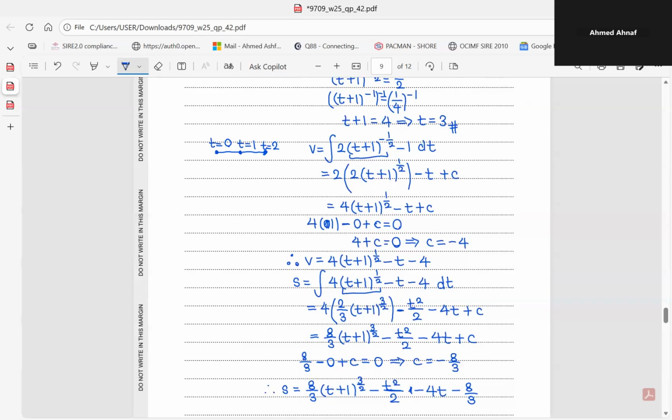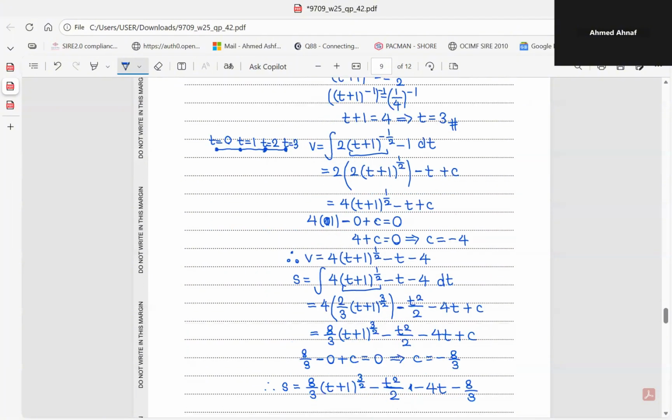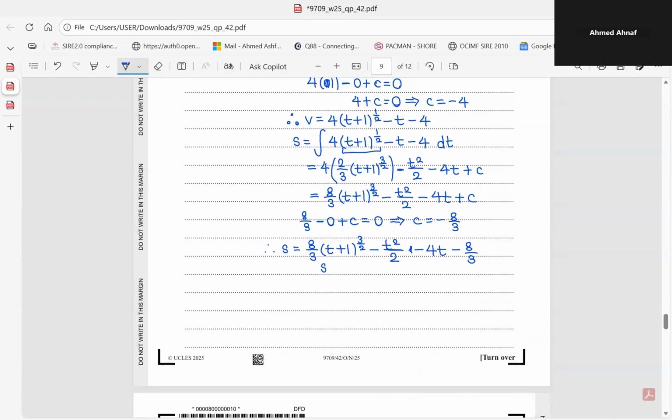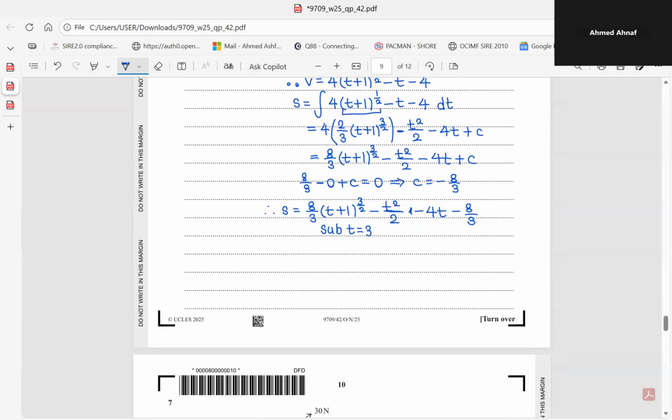The reason we're doing this is to see whether the particle turns back or not. For this one you get 2.17, so it still continues to go forward. So this is the trajectory from t equals 0 all the way to t equals 3. To find the distance, we can just substitute t equals 3 straight into the formula.